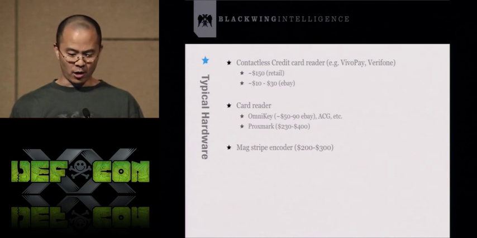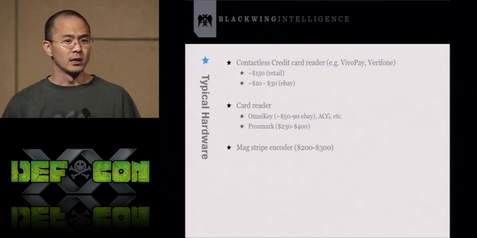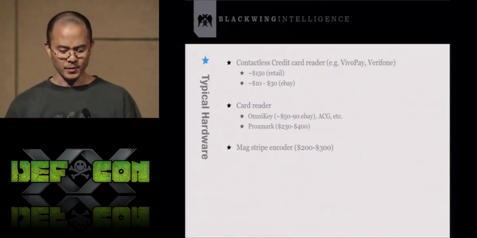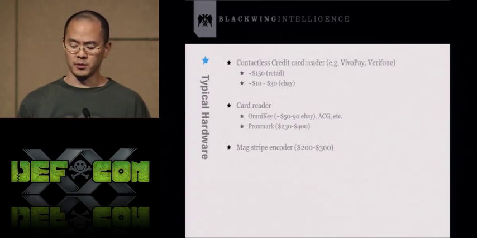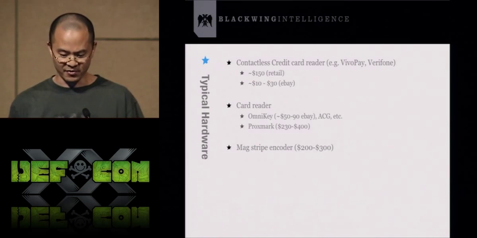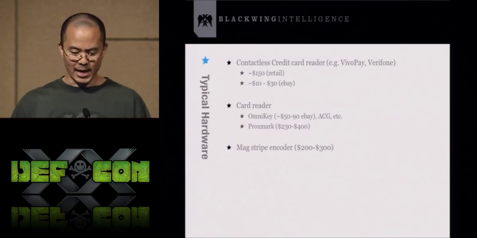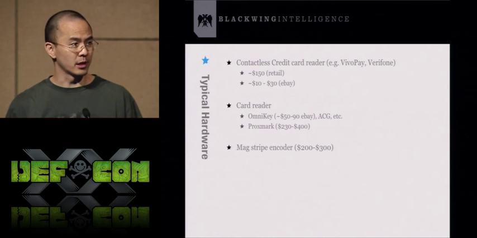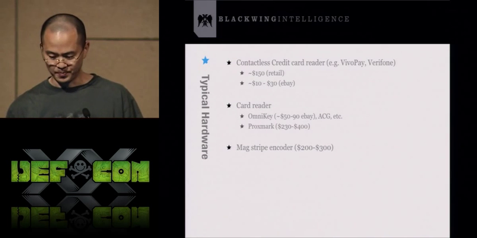So you can get a card reader like an OmniKey. There's a good list of different credit card readers on the RFID site. Then there's Proxmark. I've never actually used the Proxmark tool, but supposedly it's pretty sophisticated and allows you to do sniffing and things like that. But it's a little bit more expensive. And then the magstripe encoder, about 200 to 300 bucks. I've never used that myself either.